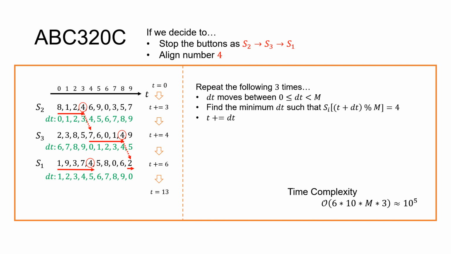So we add the dt value to t and then go to the S3 reel. We repeat this operation 3 times, and the result time t is the fastest time to stop all the reels with the fixed order and the fixed number. Therefore, the answer to the problem is a minimum for all these candidates. This finishes the explanation of problem C.